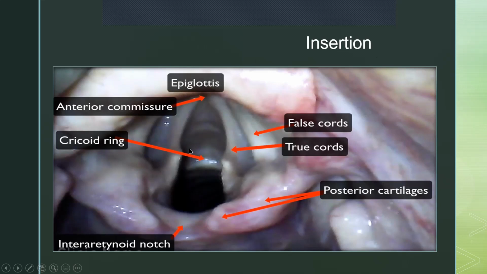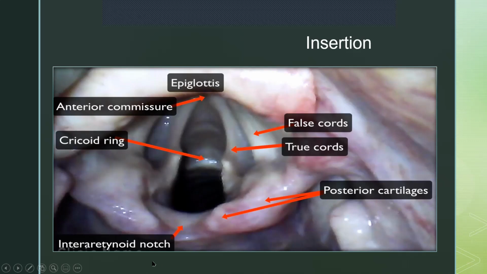This was actually taken with a video laryngoscope, a laryngoscope that has a little fiber optic camera at the end, so you're looking from the outside and you can see what's going on. But it gives you a good idea. So it's the epiglottis, the cricoid ring at the bottom. But the most important thing is the true cords. That's what you're actually aiming for, and that's what you're aiming to get in between.